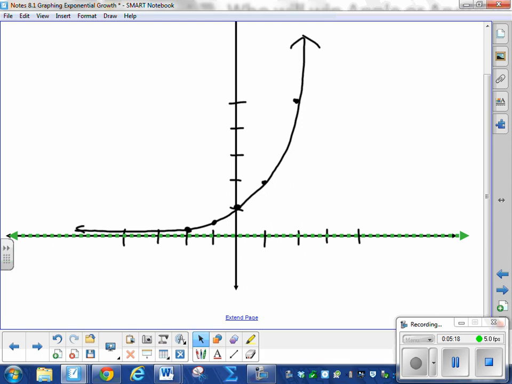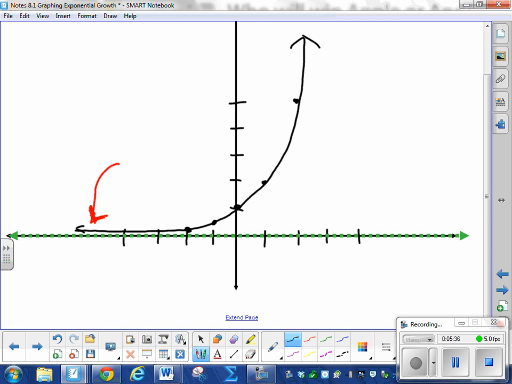Now, it is very important that this side of the graph right here starts looking like it's going flat, and it eventually looks like it's becoming that green line. So that is your graph.